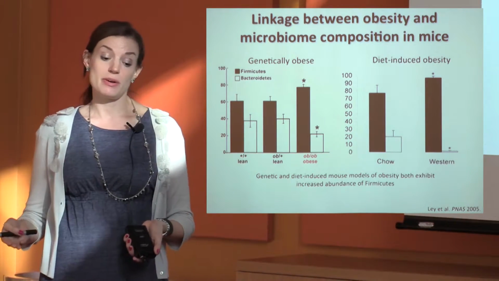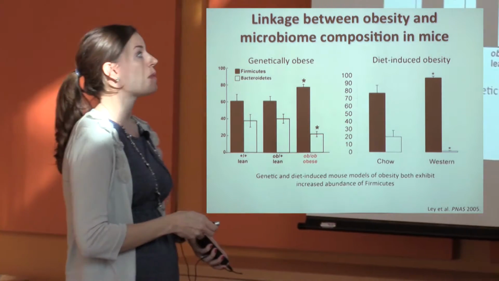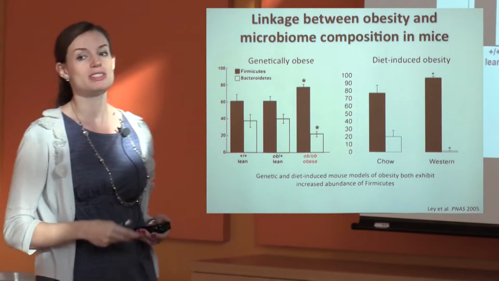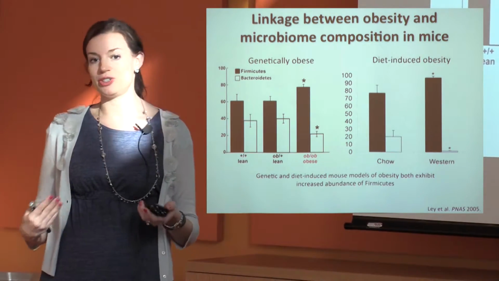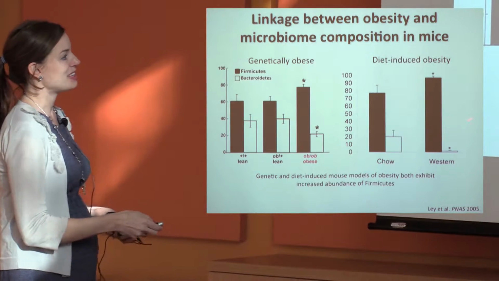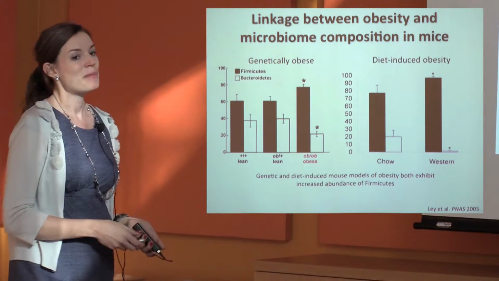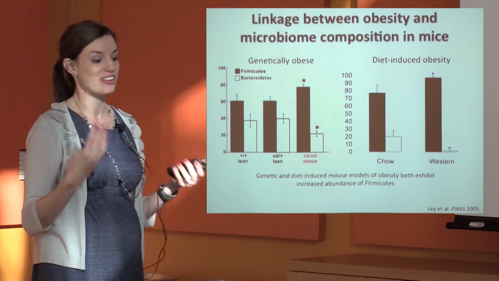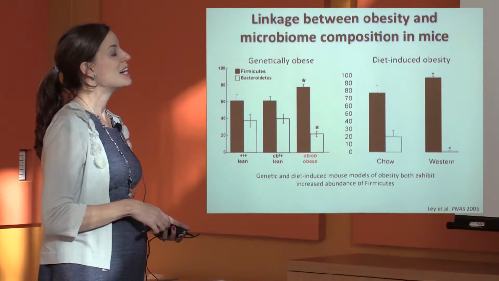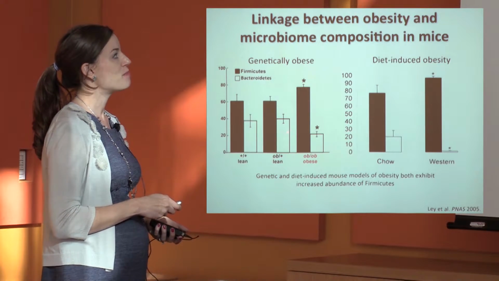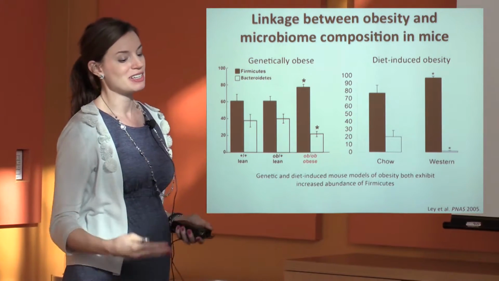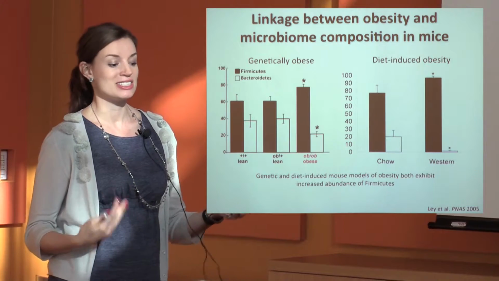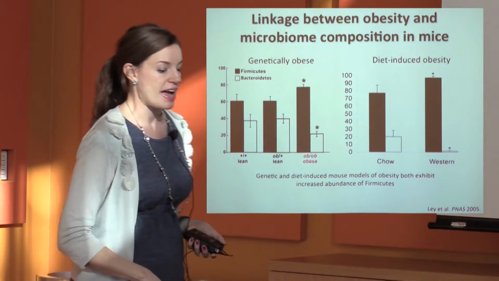And this group later went on to show that these type of bacteria were able to extract more nutrients from the food than this bacteria. So by having more of this bacteria, you're able to get more calories out of your food. Whereas if you have more of the Bacteroidetes, you don't absorb as many calories, and maybe you don't get as fat.